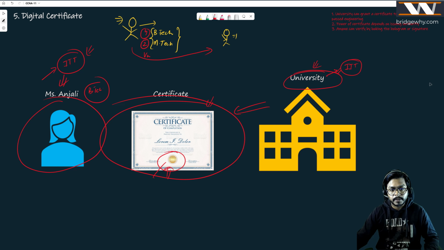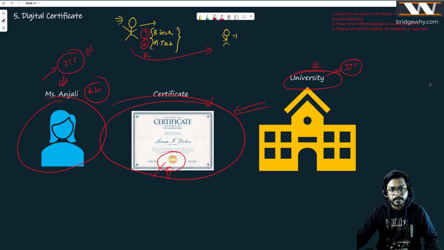If it is issued by somebody in the university, this is great. Or the IIT, it is great. But if it's provided by somebody who is not known to anyone, then nobody is going to believe it. It's as simple as that.